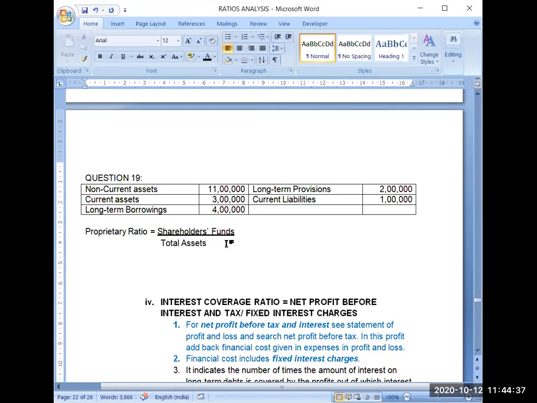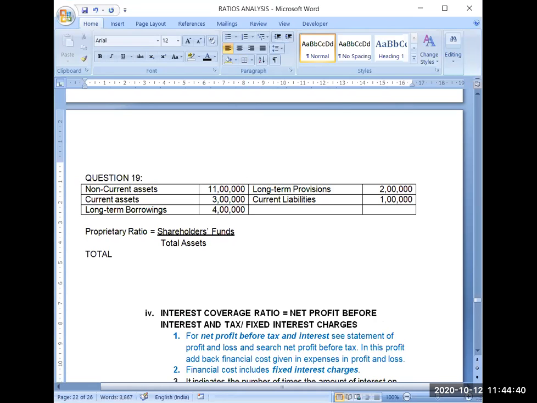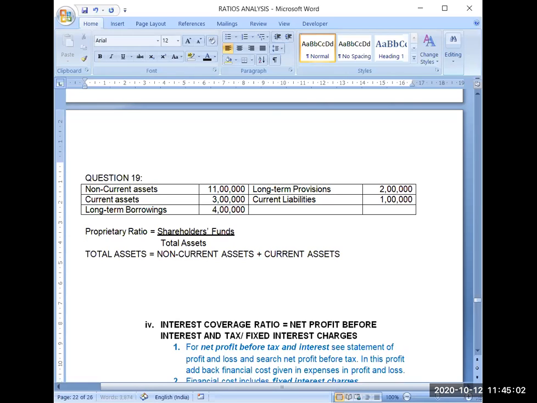Okay. So first we will calculate the value of total assets. Total assets is equal to non-current assets plus current assets is equal to, now non-current assets are 11 lakh, current assets are 3 lakh, 14 lakh. Total assets are 14 lakh.